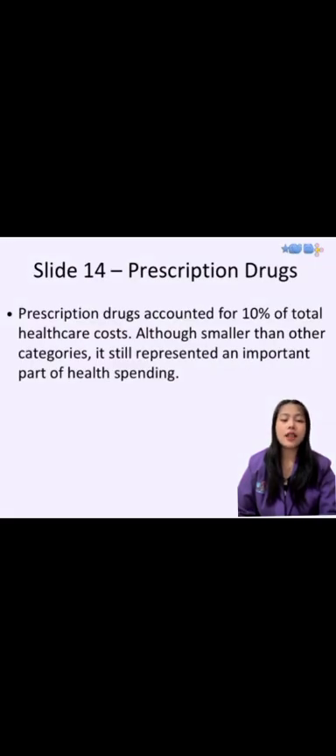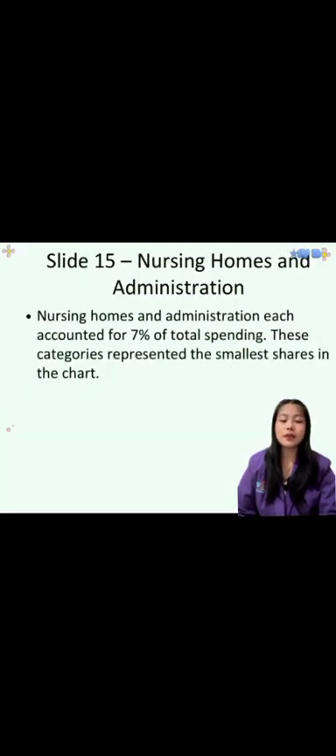Prescription drugs. Prescription drugs accounted for 10% of total healthcare costs, although smaller than other categories. It still represents an important part of health spending. Nursing homes and insurance. Nursing homes and insurance accounted for 7% of total spending. These categories represented the smallest share in the chart.